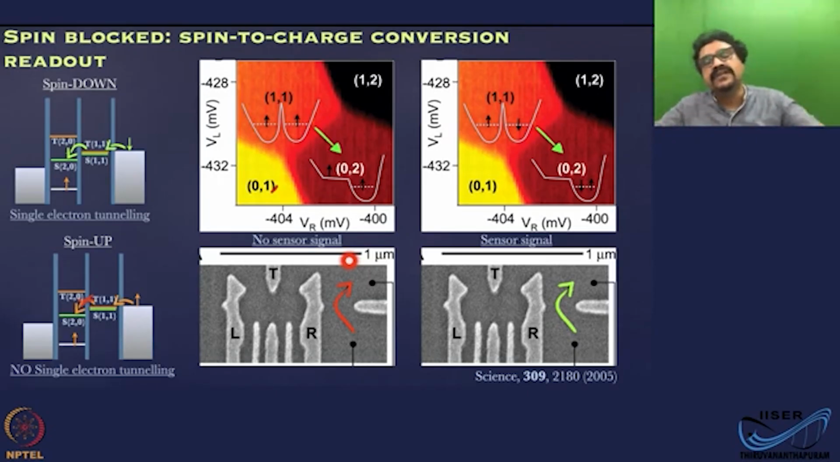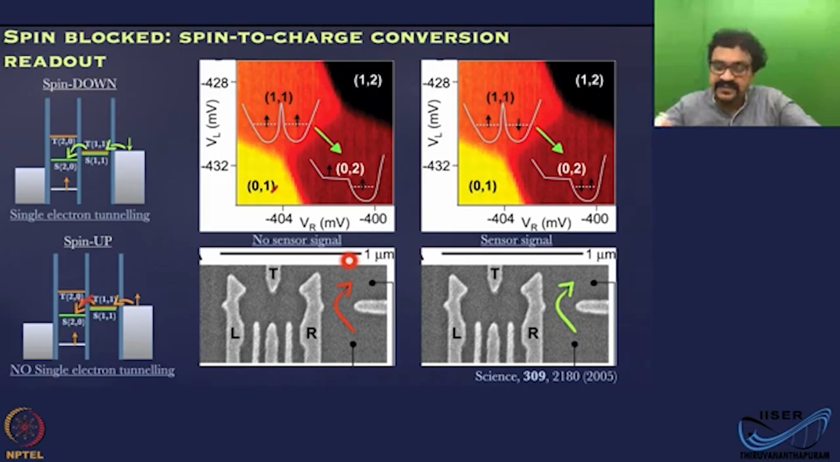So what you are doing here is reading the 0 and 1 state of a singlet triplet qubit just by using this sequence. So you do your operation, and if finally you want to know what is the state, you just do this transition and look at the signal from the sensor. If it is saying, okay, I have a 0-2 state, then it's a singlet. If it is saying, no, you don't have a 0-2 state, then it's a triplet.